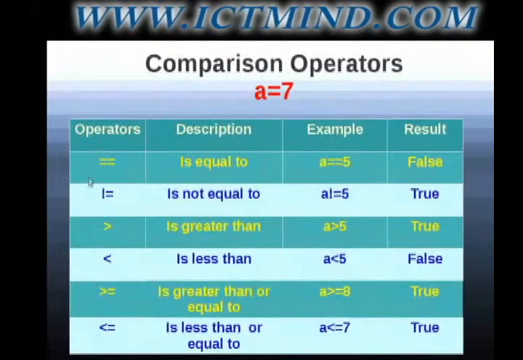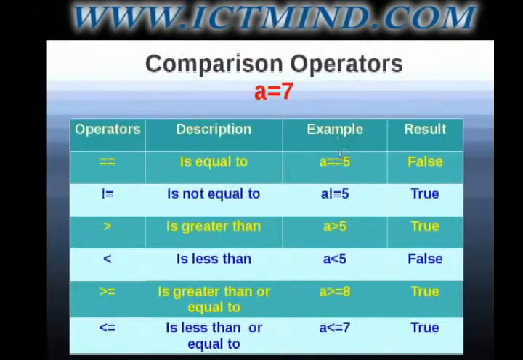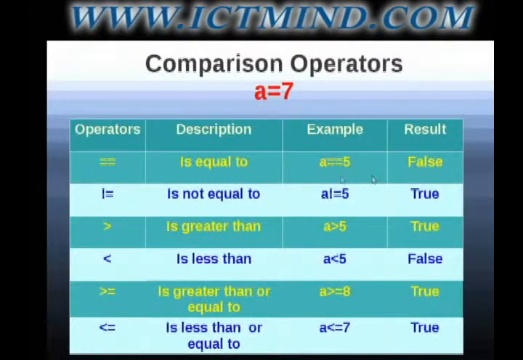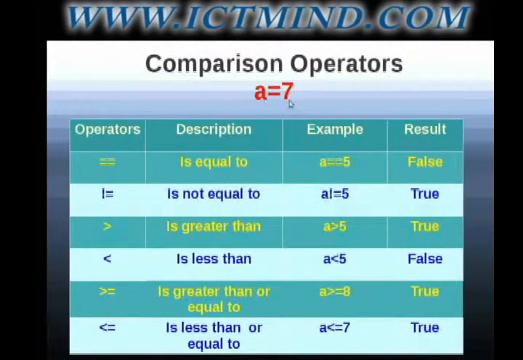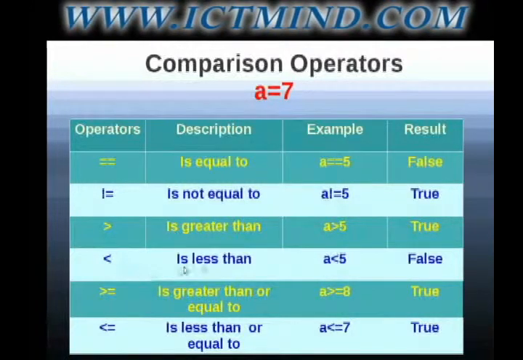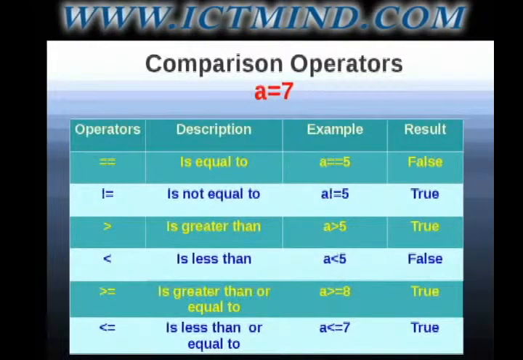For instance, the first column shows the operators, the second column shows the description, the third column shows the example, and the last column shows the result of these operators. Now you can see a equals 7. Having that, look at these last couple of columns, example and result, to understand the behavior of the comparison operators.